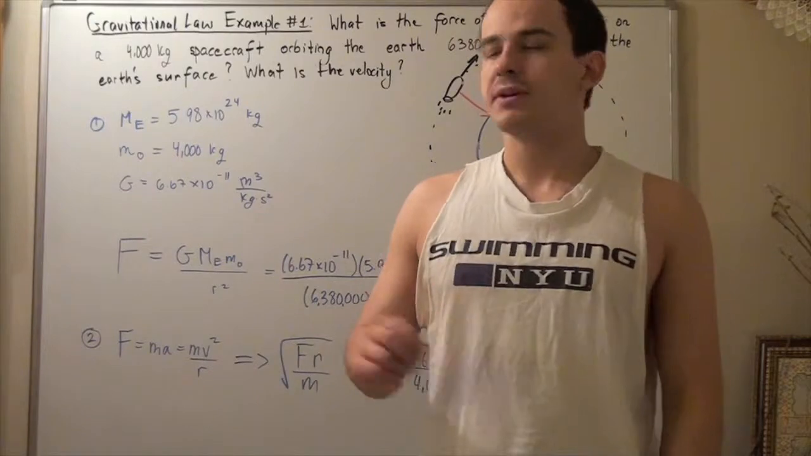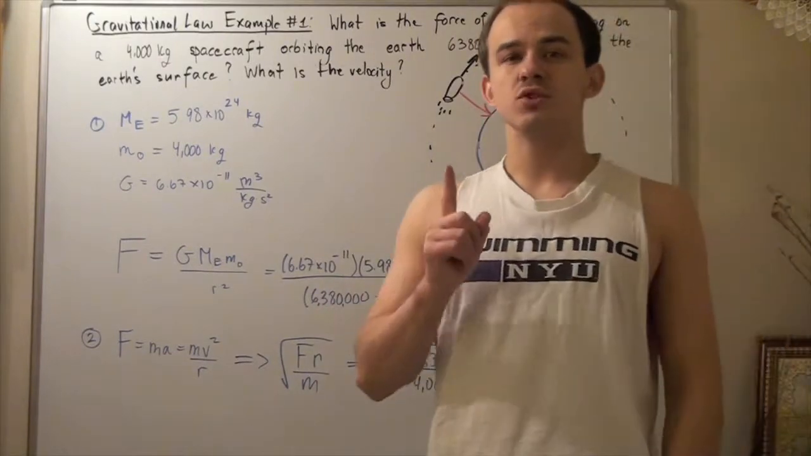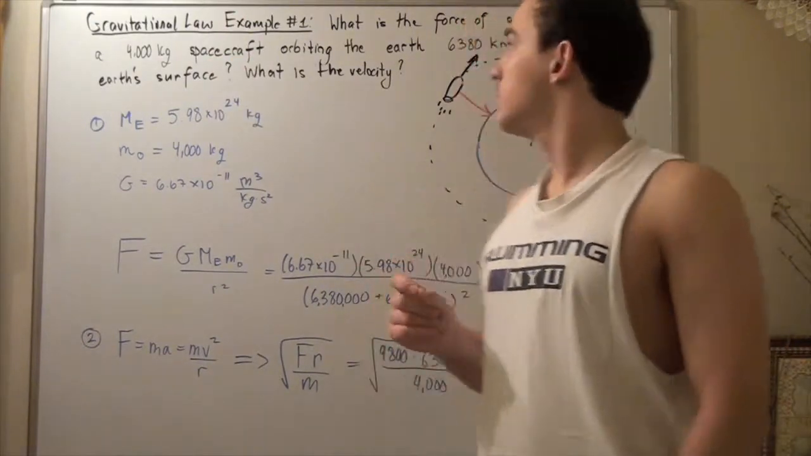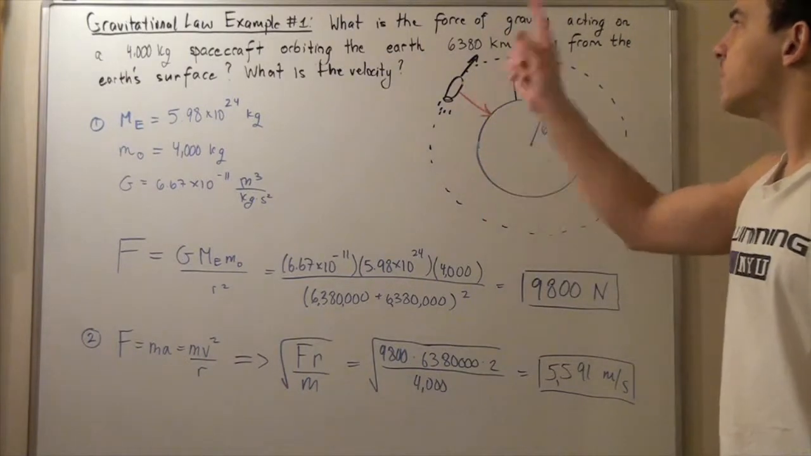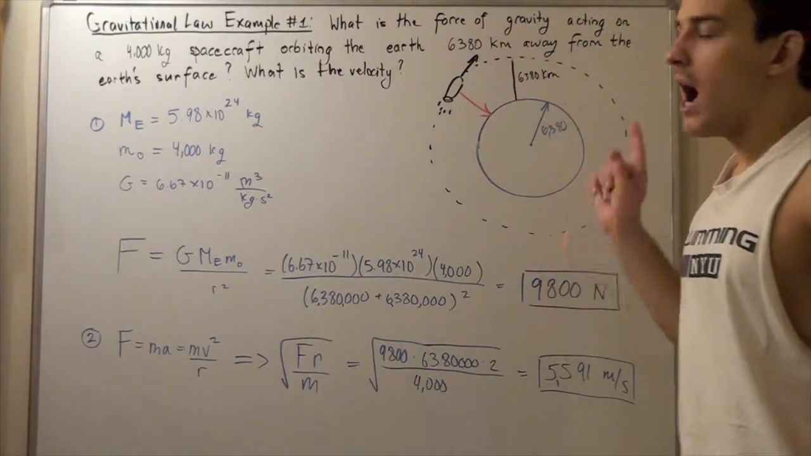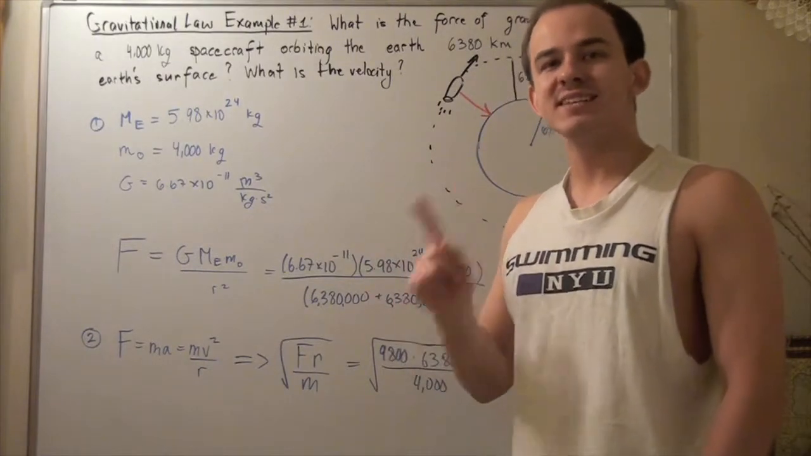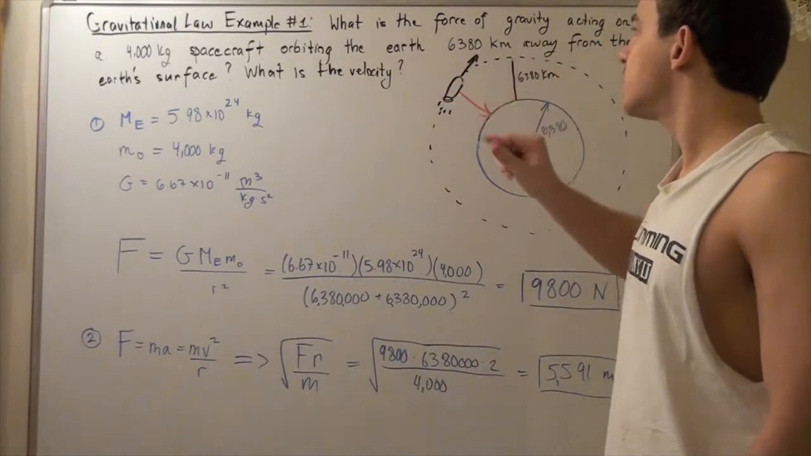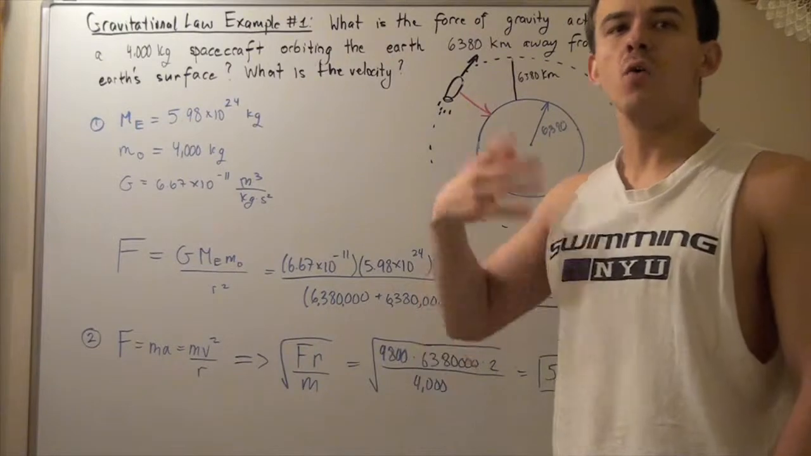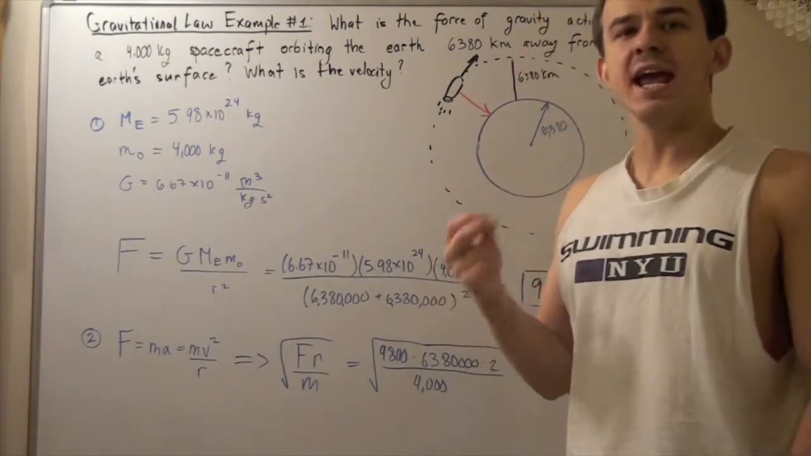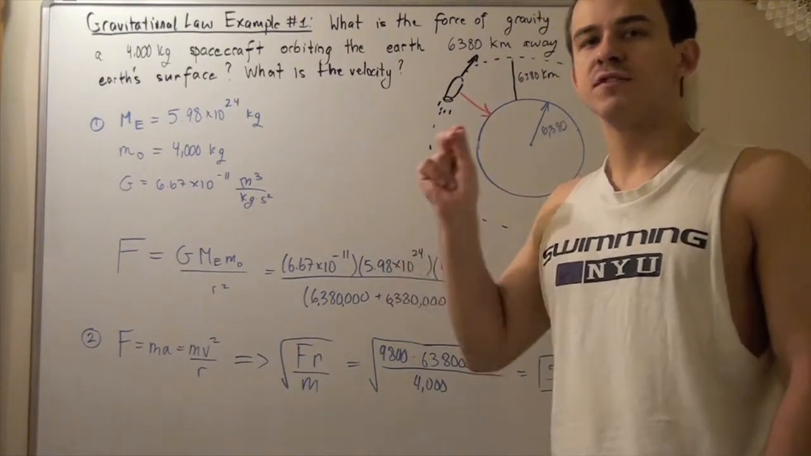So let's examine example number 1 that deals with the gravitational law. So let's begin. What is the force of gravity acting on a 4,000 kilogram spacecraft orbiting the Earth a distance of 6,380 kilometers away from the Earth's surface? And what is that spacecraft's velocity?